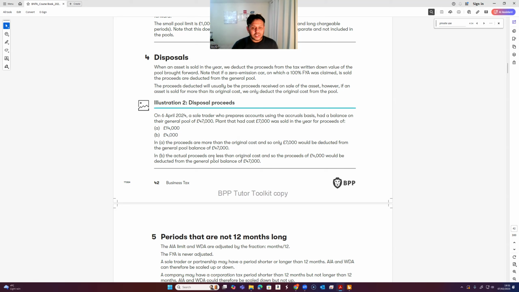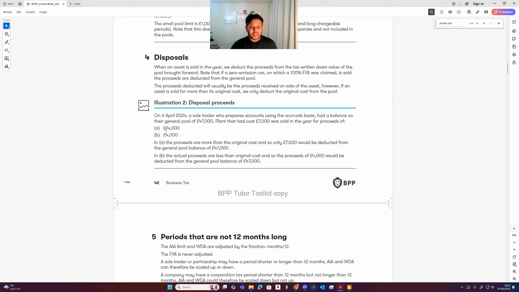If the actual proceeds are less than the original cost, look at this one. So I had a cost of 7, but I sold it for only 4,000, number B, then I'm going to minus 4, not 7. Why? Because HMRC, of course, wants to take the advantage on their side. Because if I minus 7 from the pool, what will happen? I will have a lower balance. And if I cease the business, if I close the asset, it could create more balancing charge. And obviously, I need to pay the tax on the balancing charge.